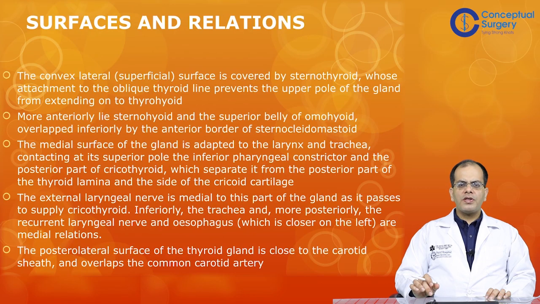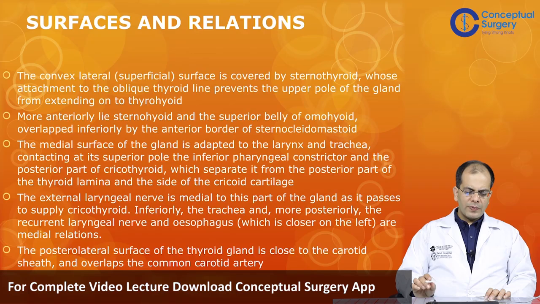There are surfaces and relations, and of course as you read this presentation you will be able to read all that. The lateral surface is covered by the sternothyroid, which is the deeper strap muscle. Superficial to the sternothyroid you have the sternohyoid. More anteriorly the sternohyoid, as we talked about, and the superior belly of omohyoid cover the thyroid. The superior belly of omohyoid is typically not encountered in a thyroid which is not very grossly enlarged in size, but in grossly enlarged thyroids it ends up being a landmark that you need to trace.